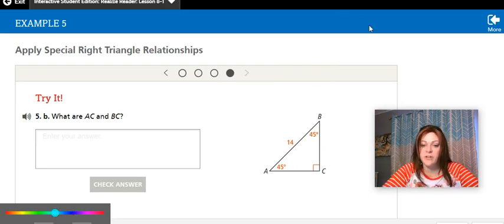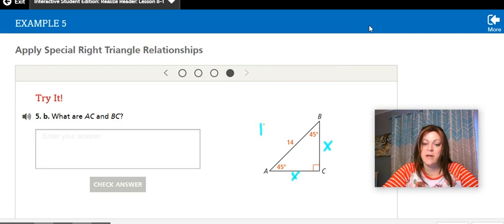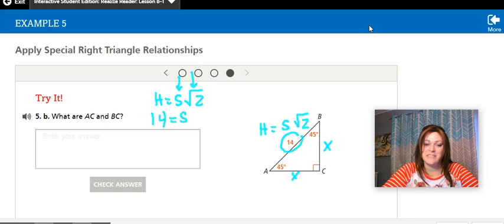Another problem that doesn't have the pretty setup. So I've got a 45, 45, 90. These are both going to be the same length. The hypotenuse is always going to be the side length times square root of 2. So again, this 14 isn't nice and pretty. So I'm going to set it up, which is ironic because you would think 14 is nice and pretty. What I mean is it's not set up with a side length and a square root of 2. It's not a bad number. So 14 equals side length square root of 2. Divide by square root of 2 on both sides.